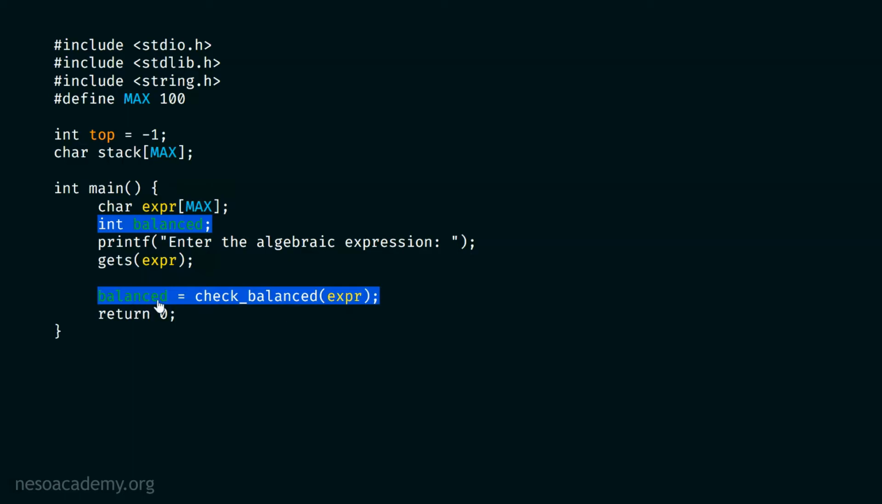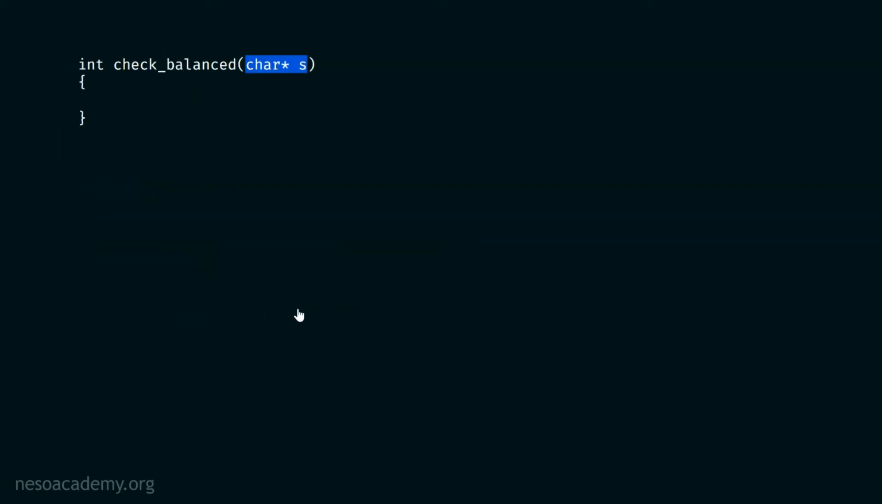Here of course we have this balanced variable. As you can see over here, I've declared this balanced variable, which is an integer variable. This balanced variable will receive either 0 or 1. 0 indicates that the expression is not well balanced, and 1 indicates that the expression is well balanced. As simple as that. Later on we will check the conditions accordingly. If the expression is not well balanced, we'll print something onto the screen, or if the expression is well balanced, then also we'll print something onto the screen. We'll add that later, but let's see the checkBalanced function first.